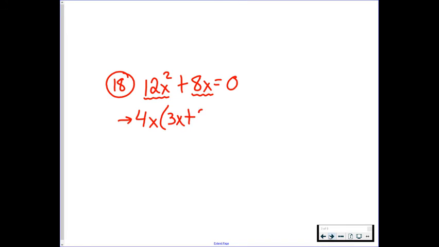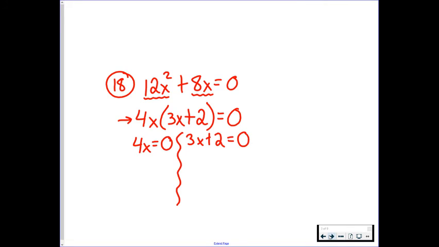Divide 8 by 4, and pull out the x, which leaves us just with 2 there, equals 0. I cannot factor that left side anymore because we already pulled out the GCF. So now it's time to solve. Split the factors apart and set them equal to 0.